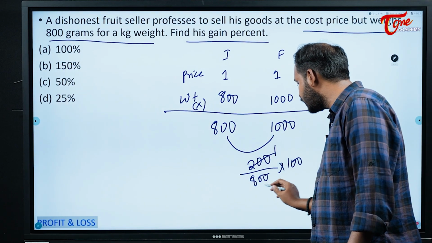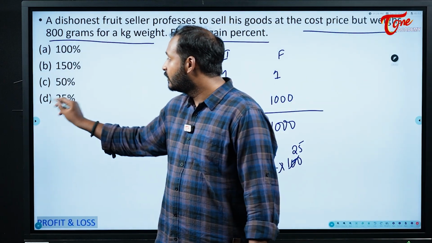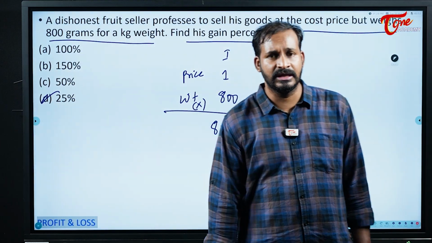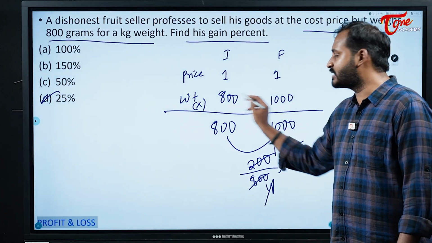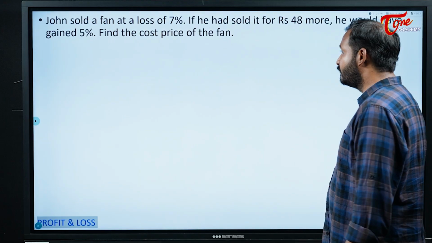200 ones, 200 fours, 4 ones, 4 25s. So here he will get a profit of 25%. So please try to understand this one. Very simple and easy. Else it will become a difficult one.